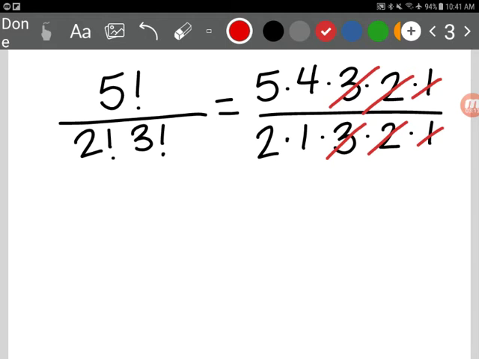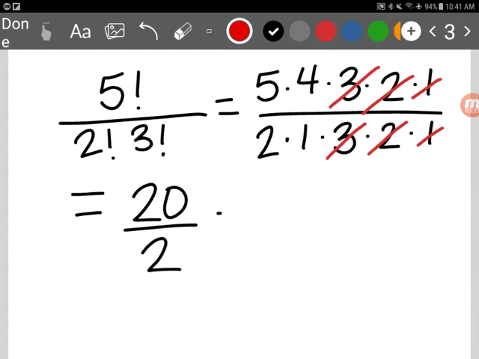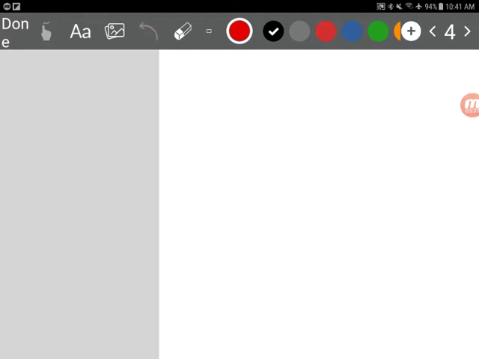So make sure that you are canceling out properly. You are to multiply what is remaining. I see 5 times 4, which is 20. 2 times 1 is 2. Simplify that answer, and my answer is 10. That is how you do a factorial. Very easy. Factorials are very important because we use factorials also when we're looking at permutation and combination problems.